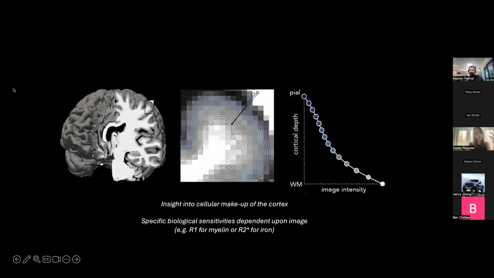So it should provide some insights into the cellular makeup of the cortex, but it's really specific based on the type of imaging modality that you'll be using. And you'll also notice there that the profiles are going to be much smoother because of the resolution, but I'll get more into that as I go through it.